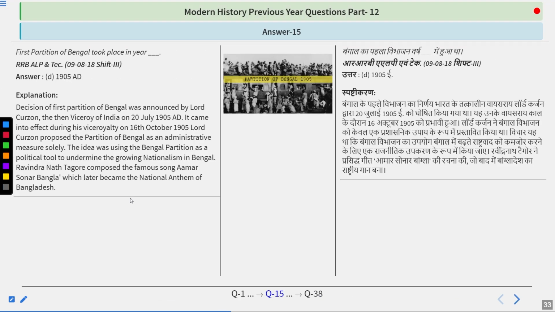The answer is 1905. The decision of the partition of Bengal was announced by Lord Curzon, then Viceroy of India, on 20 July 1905. It came into effect during his viceroyalty on 16th October 1905. Lord Curzon proposed the partition of Bengal as an administrative measure solely. The idea was to use the Bengal partition as a political tool to undermine the growing nationalism in Bengal. Rabindranath Tagore composed the famous song Amar Sonar Bangla, which later became the national anthem of Bangladesh. So the answer is 1905.